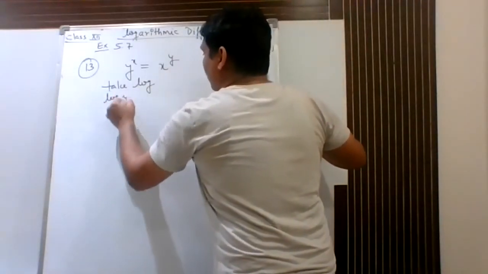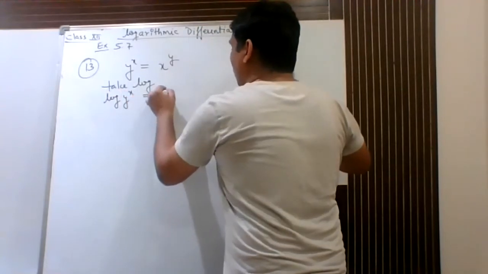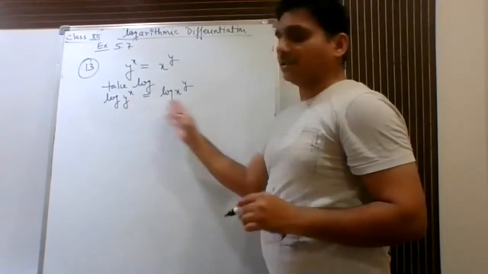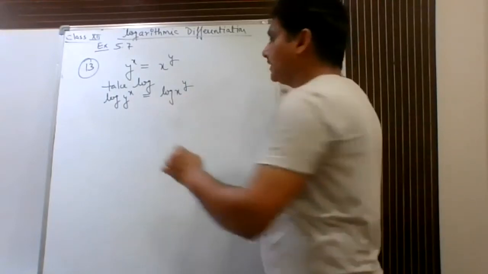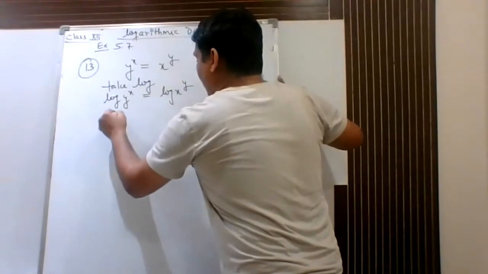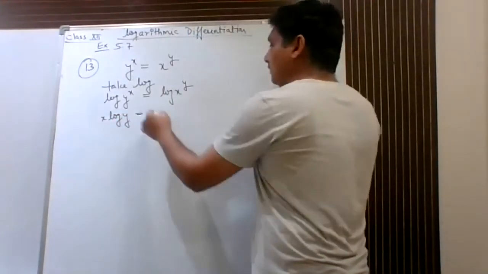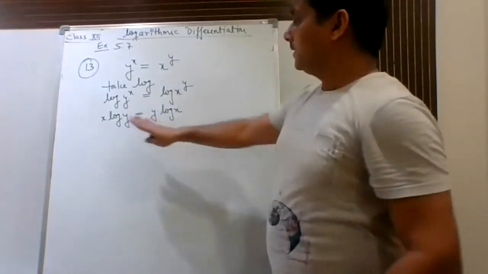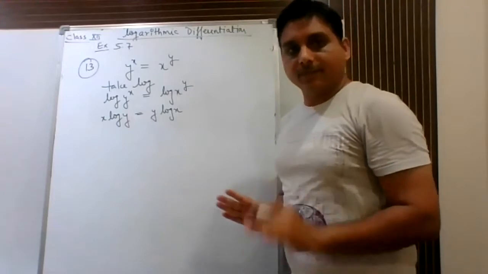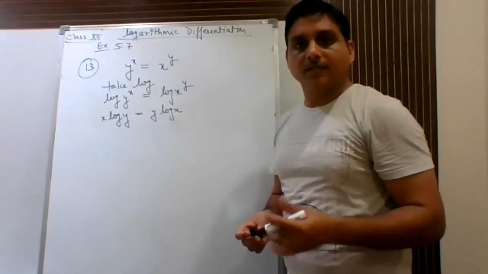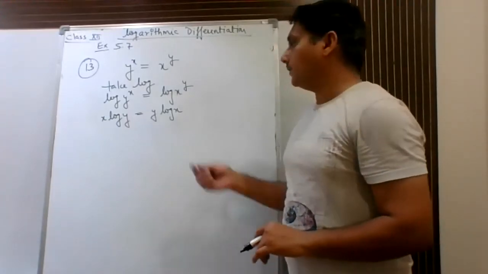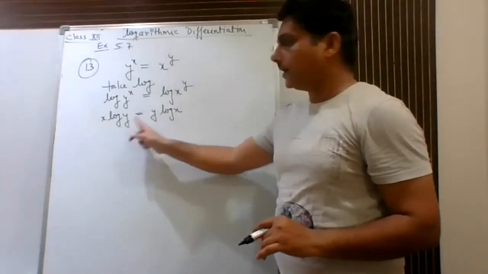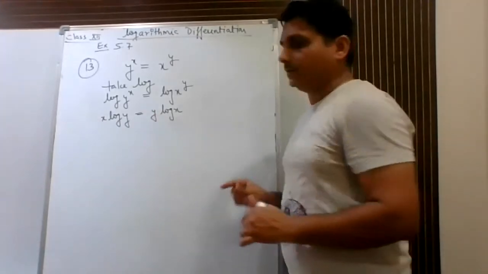Log y to the power of x is equal to log x to the power of y. Now after this you will use that third property of log and you can rewrite this as x log y is equal to y log x. Now after this you will simply write differentiating both the sides with respect to x. When you differentiate both the sides with respect to x, here you need to apply the product rule, and here also you need to apply the product rule. Let's see that.